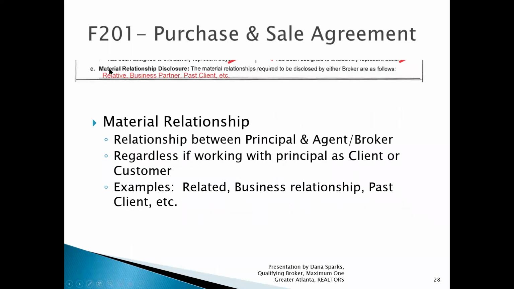Then the fill in the blank at the bottom is for a material relationship, which is the relationship between the buyer or the seller and the agent or the broker. Regardless, you would disclose a material relationship if you're working with your public as a client or customer. And those are just some samples of material relationships that you would disclose. You don't have to go on and on. You can just put buyer is related to buyer's agent, or buyer is past client of broker.